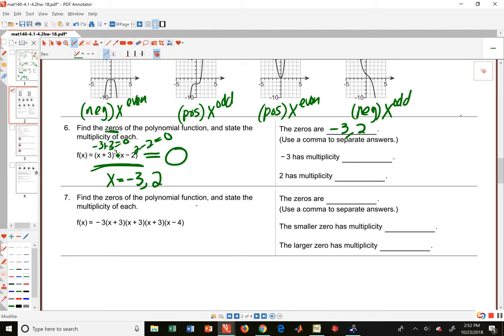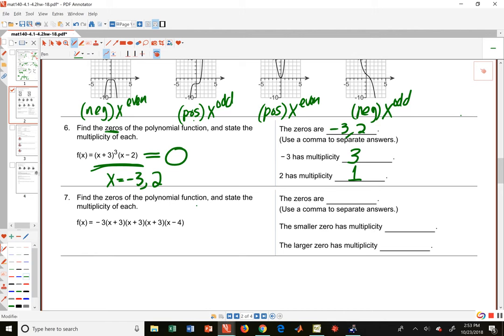Now, x plus 3, that factor occurs 3 times, so we call that multiplicity. The multiplicity of that 0 is 3. Whereas the x minus 2 was only represented one time, a single factor, and so we'd say it has multiplicity 1. So that's a little bit about zeros and multiplicity.